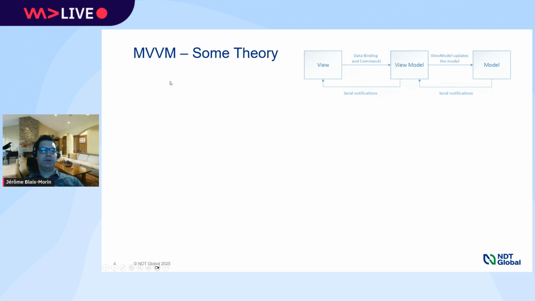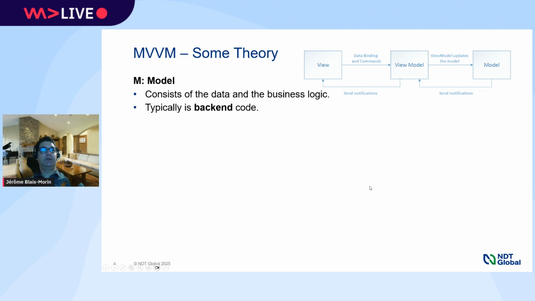I will go pretty quickly because, as I said, part number 2 is more interesting, but still, let's look at them very quickly. The model consists of the data and the business logic. In other patterns like MVC, you have the model too, and it would be the same concept. Typically, that's backend code, so the logic of the application.